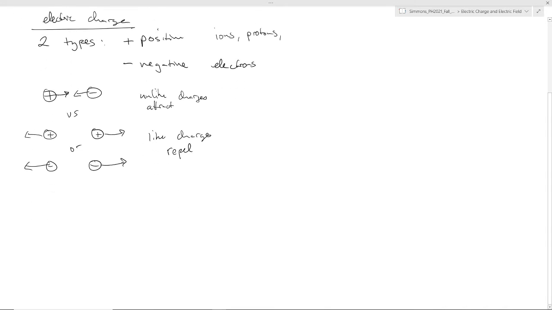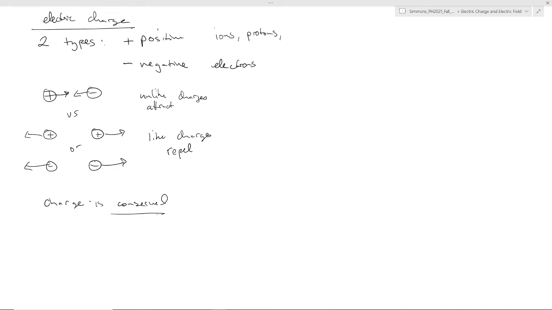Another really important and basic idea with regards to electric charge is that you can't create or destroy charge. You can only move it around. In Physics 2011, we talked about different kinds of conservation laws, like conservation of energy and conservation of momentum. It's a very similar idea. Charge is conserved. In other words, you can't create or destroy it.